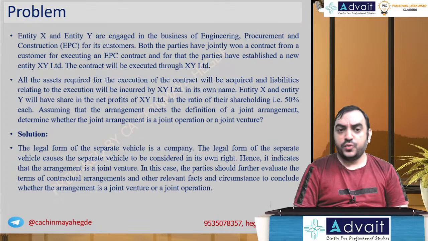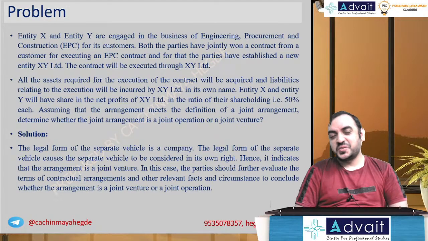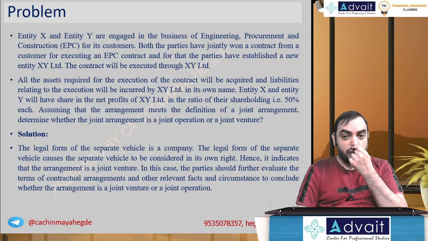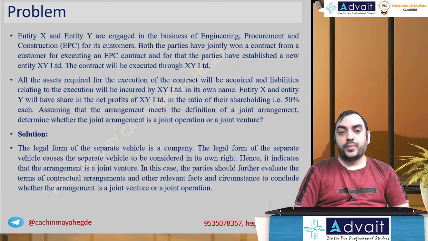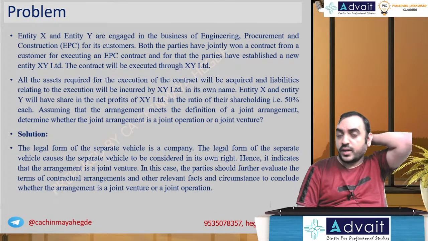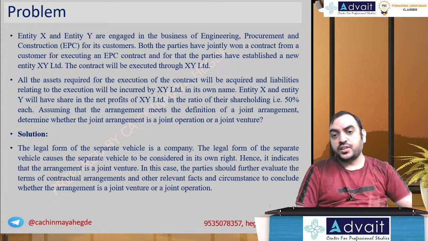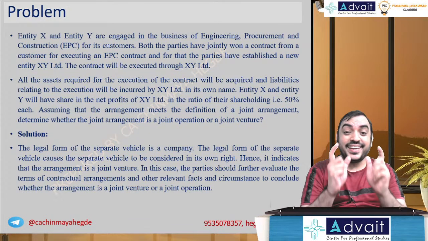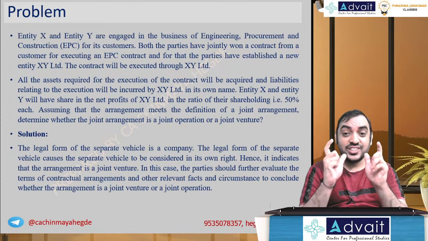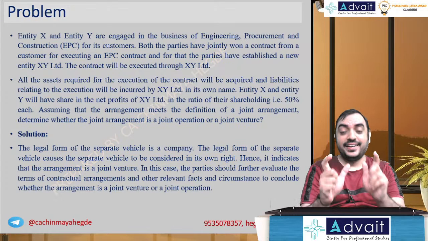Entity X and entity Y are engaged, companies are also engaged, in the business of engineering, procurement, and construction for customers. Both the parties have jointly won a contract from a customer for executing an EPC contract: engineering, procurement, construction. And for that, the parties have established a new entity.